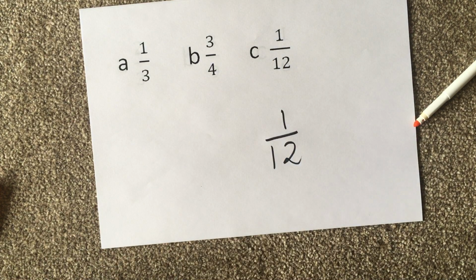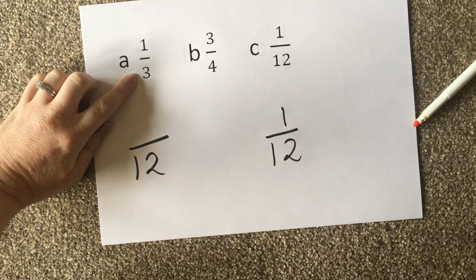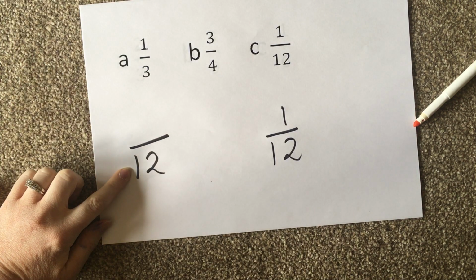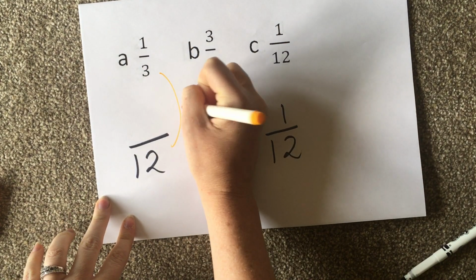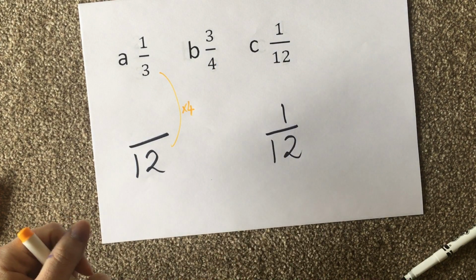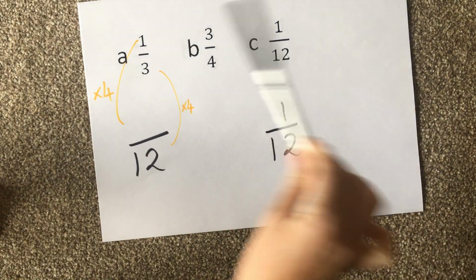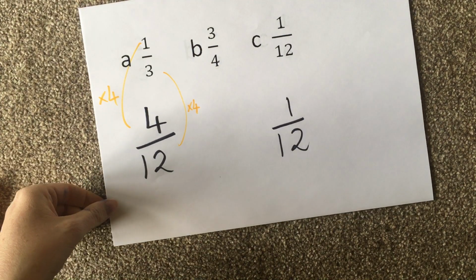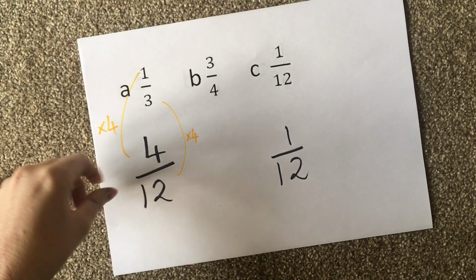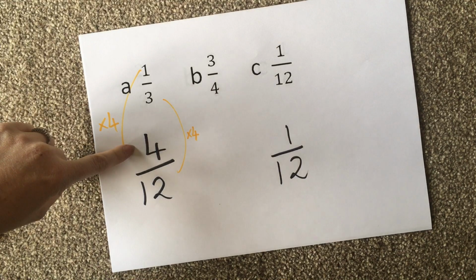C is exactly the same because it's already got a 12 as the denominator. For A, if I'm doing 12, I'm thinking, right, 3 times what was 12? So 3 times by 4 gives me 12. And I then have to do that to the numerator as well, which gives me 4 because 1 times 4 is 4. So I've made sure I followed the rule that whatever I'm doing to the denominator to get from here to here, I've also done it to the numerator.